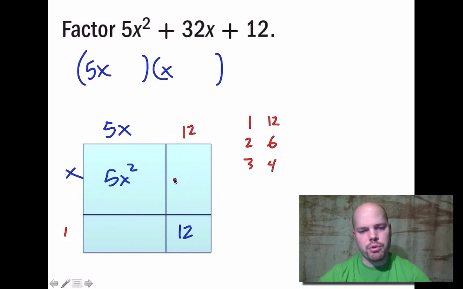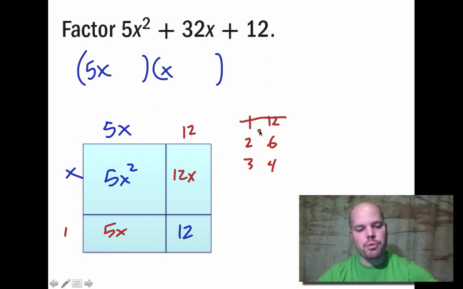So this is going to be a 12 by x. This is going to be a 5 by 1. So those only add up to 17. So if we put 12 down here, we're going to get 5 times 12, which is 60. So that puts us way too much. So it's not 1 and 12.